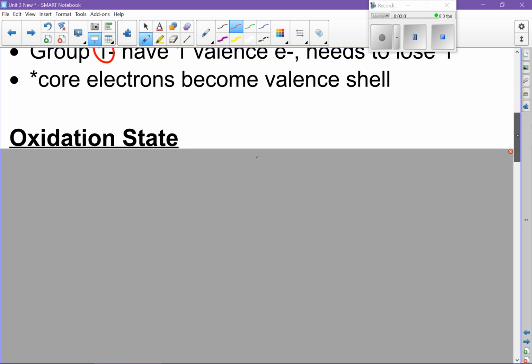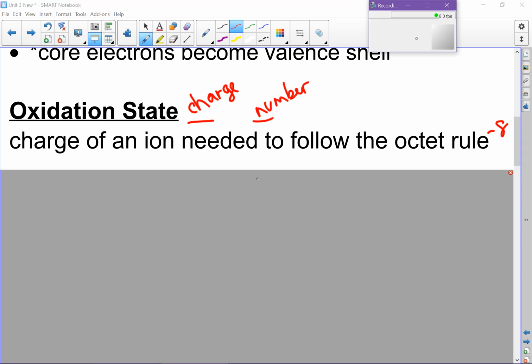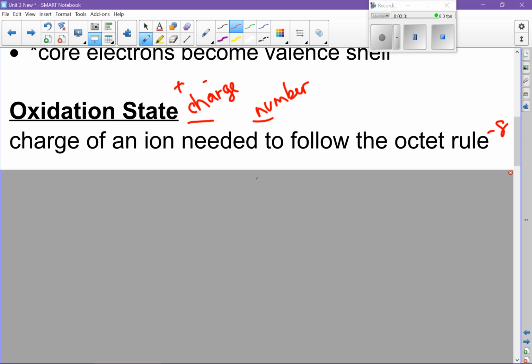Okay? So this has to do with something called oxidation state. This is the charge of an ion needed to follow the octet rule. Octet rule again means 8, and the oxidation state has 2 parts. There has to be a charge, and there has to be a number. So that charge means, are they going to add or are they going to lose electrons? And the number is how many. Okay? So if I say a plus 3, that means they're going to lose 3 electrons. If I said a minus 2, then they're going to gain 2 electrons. That's what oxidation state means.